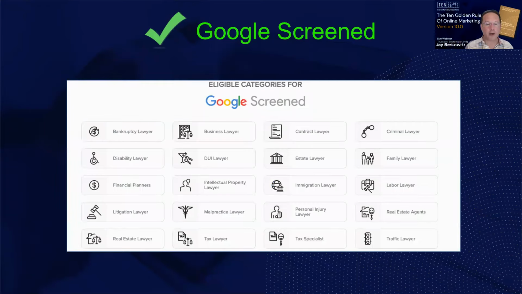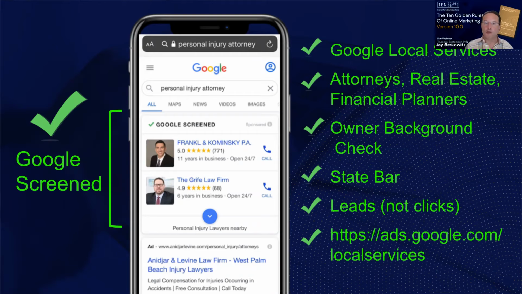Here's all the different categories. These are all lawyers, real estate agents, a bunch of categories for lawyers. And as I mentioned, financial planners are on there somewhere. So how do you do it? Well, it's part of Google's local, they call it local services. We're calling it Google Screened. I mentioned it's for attorneys, real estate, financial planners. The owner has to have a background check. You have to submit your state bar if you're an attorney.